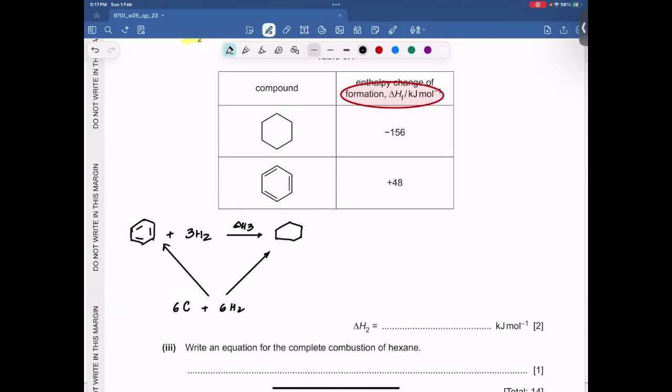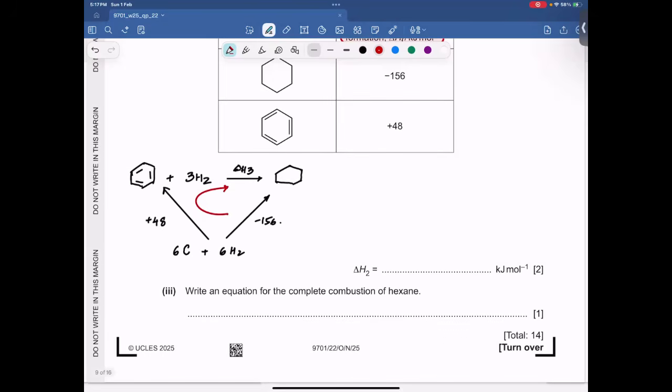Okay. So the formation of benzene is given, which is plus 48. And the formation of cyclohexane is also given, which is minus 156. So I'm going to apply the Hess cycle here, in the clockwise direction. So it's going to be delta H3 plus 48 minus 156 equals 0, because we need to find out the delta H3. So let me check. So delta H3 is going to be minus 204 kilojoules per mole.